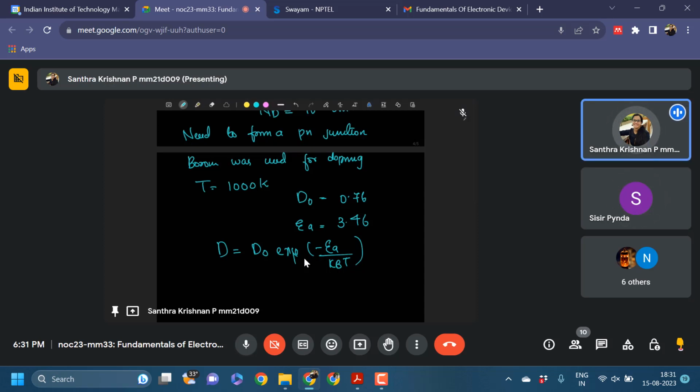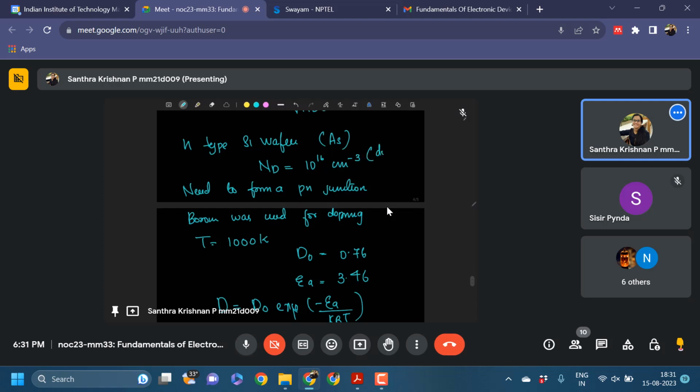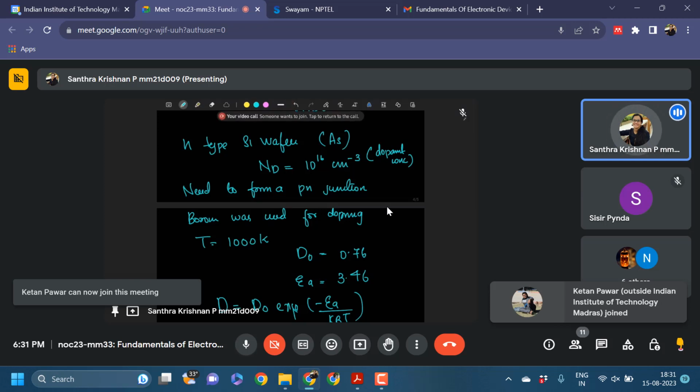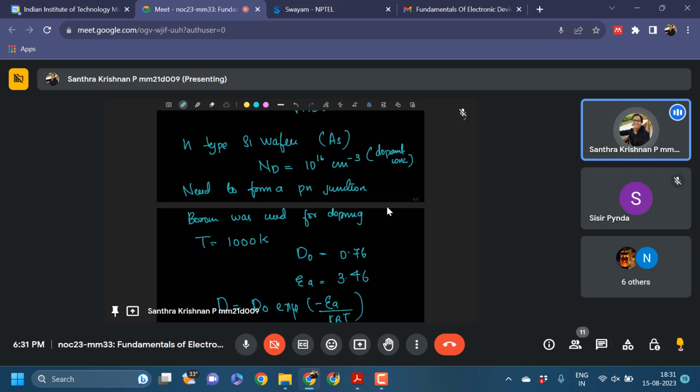Number of n-type dopants that are present in the material. So if it is n-type, it will be electrons, right? That is the dopant concentration. So initially we had a silicon wafer. We added arsenic into that and it became n-type. So that arsenic concentration is our Nd. And now we are again adding boron to create the PN junction. Is that clear?